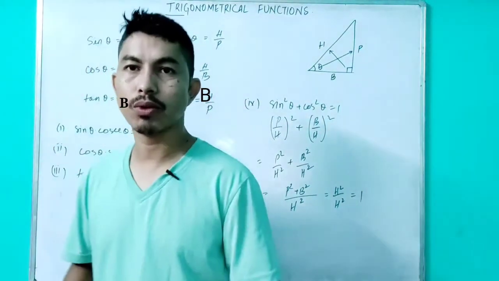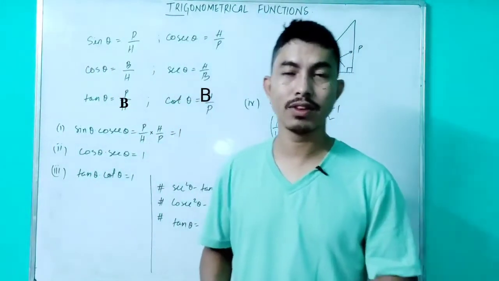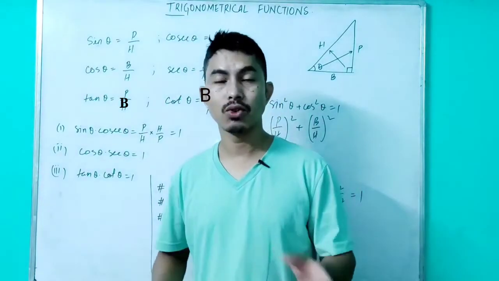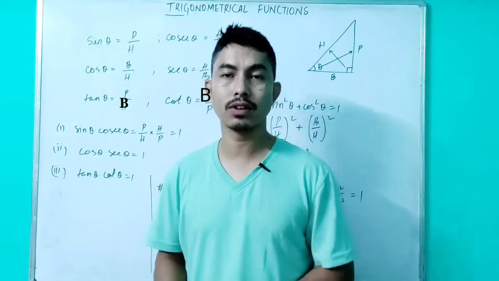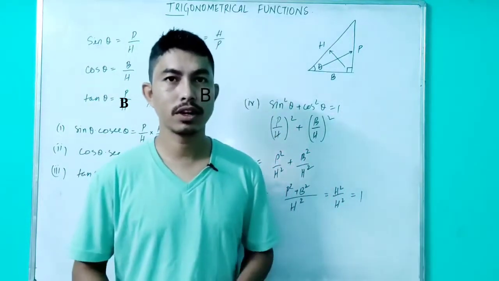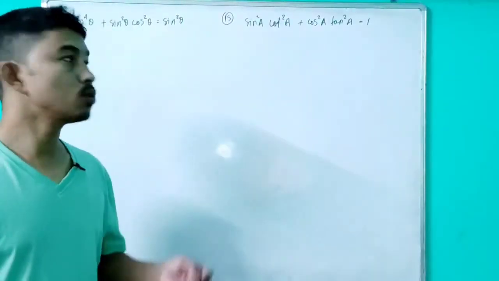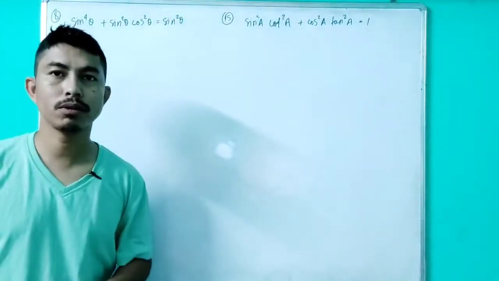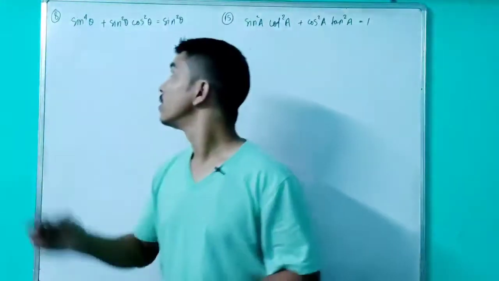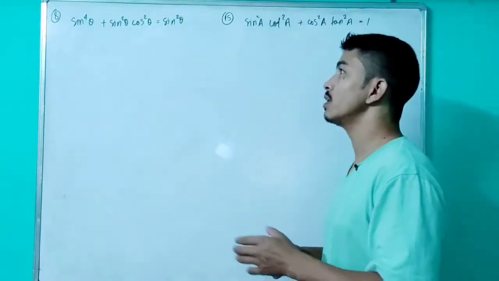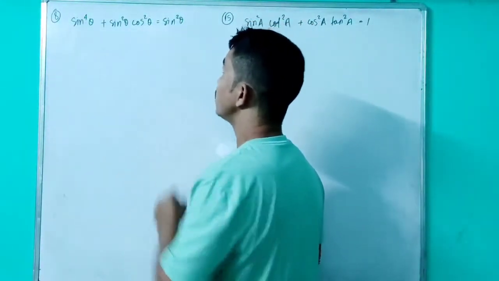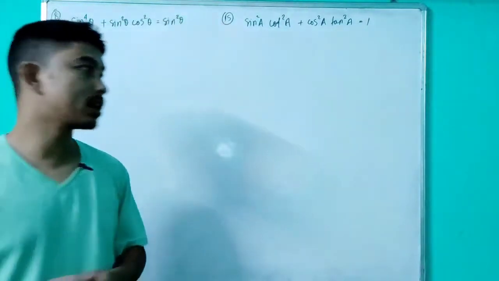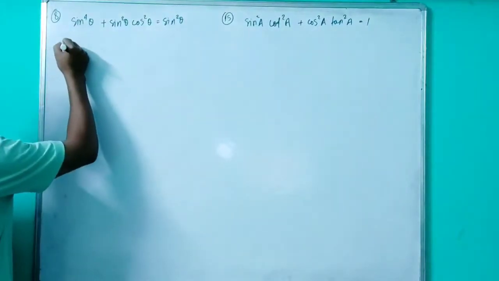I will solve a few of the questions from the first two exercises of your textbook, that is exercise 4A and 4B. The rest you do yourself, so that we can proceed to the next topic which you haven't studied in class 10. I have taken two questions from your book, question number 8 and question number 15. Always remember that whenever you try to prove this kind of identity, always start from the side which seems more complicated. Here the left hand side is quite complicated compared to the right hand side, so we begin with the left hand side.